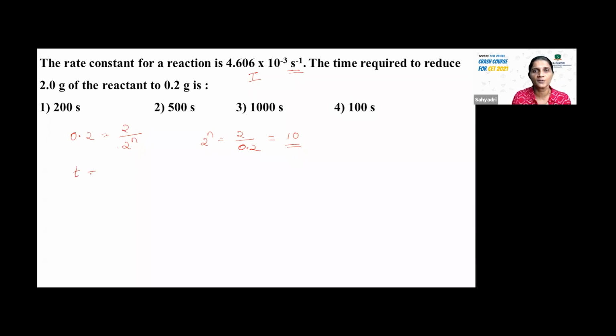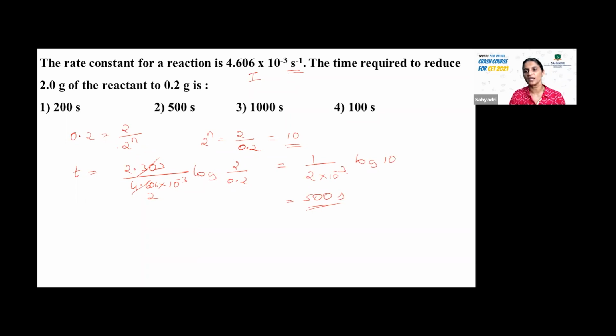T is equal to 2.303 divided by 4.606 into 10 to the power minus 3, into log of 2 divided by 0.2. This is also a very easy method because it's getting cancelled. So it is 1 divided by 2 into 10 to the power minus 3, log 10, so 1000 by 2 is equal to 500. So 500 seconds will be the answer. Sometimes you can go for this. Got it? Shall we proceed? So 500 is the answer for this question.